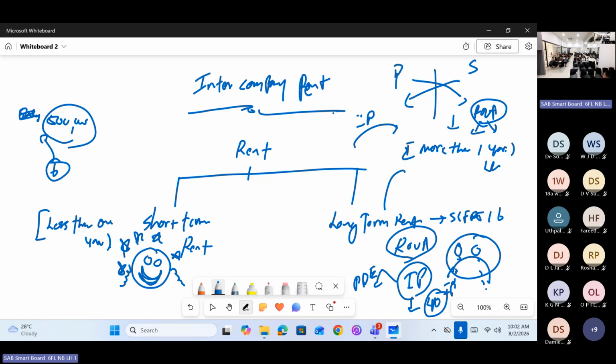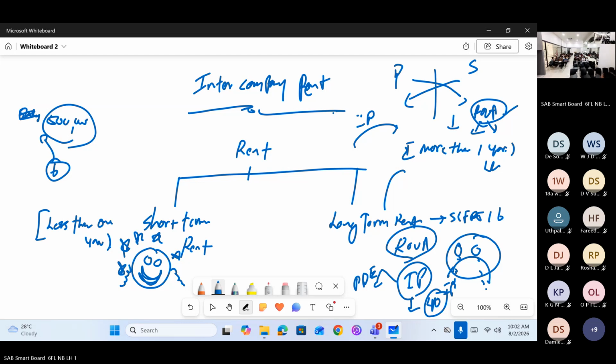The ROUA should reverse with the lease liability. And then, for the party who is giving it out, the rent income should be eliminated.